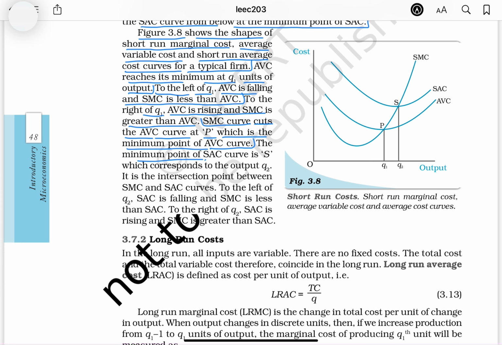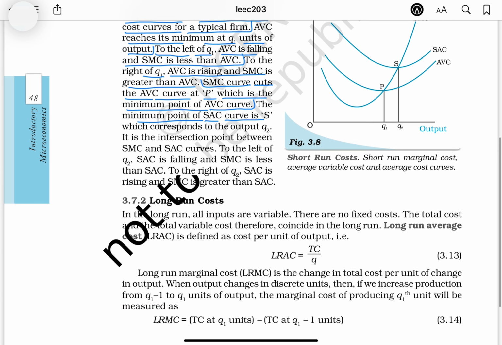The minimum point of the SAC curve is S, which corresponds to the output Q2. It is the intersection point between the SMC and SAC curves. To the left of Q2, SAC is falling and SMC is less than SAC. To the right of Q2, SAC is rising and SMC is greater than SAC.